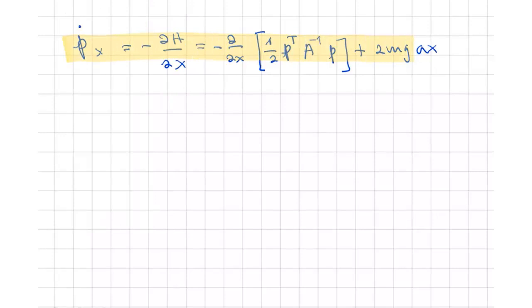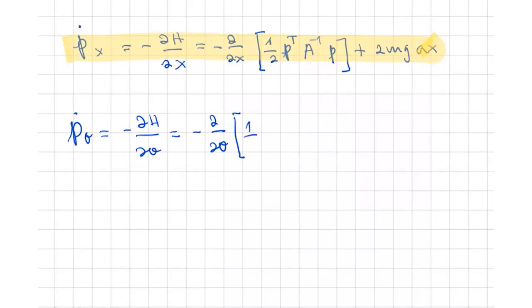Okay, and the last equation would be p theta dot is minus dH/d theta, and we do the same. We are going to indicate the equation because the solution is too long, but indicating the equation, we would get the derivative with respect to theta of the kinetic term of the Hamiltonian, and the derivative with respect to theta of the potential energy would be minus mgl sine of theta.